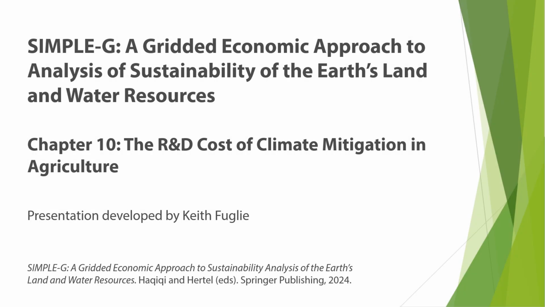This presentation provides an overview of Chapter 10 in the book titled Simple G, a gridded economic approach to analysis of sustainability of the Earth's land and water resources, edited by Iman Hakiki and Thomas Hurdle, and published by Springer. This chapter covers the R&D cost of climate mitigation in agriculture.